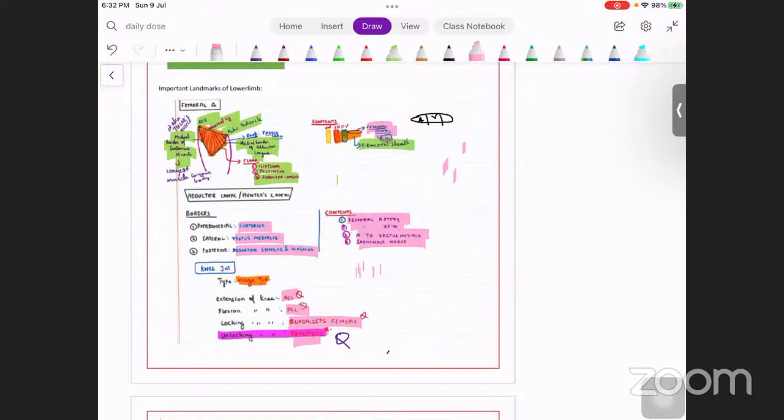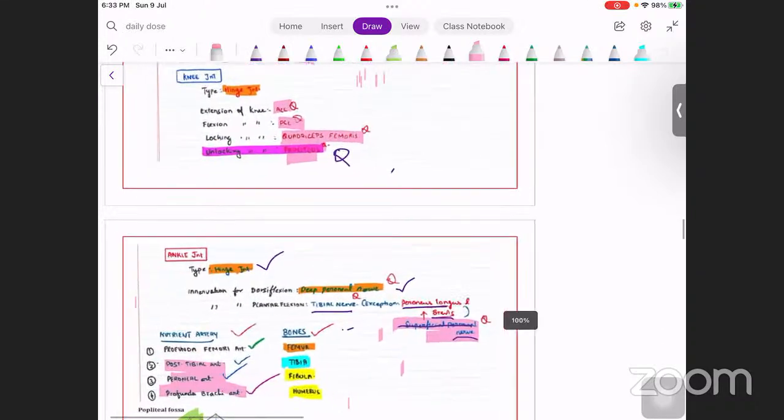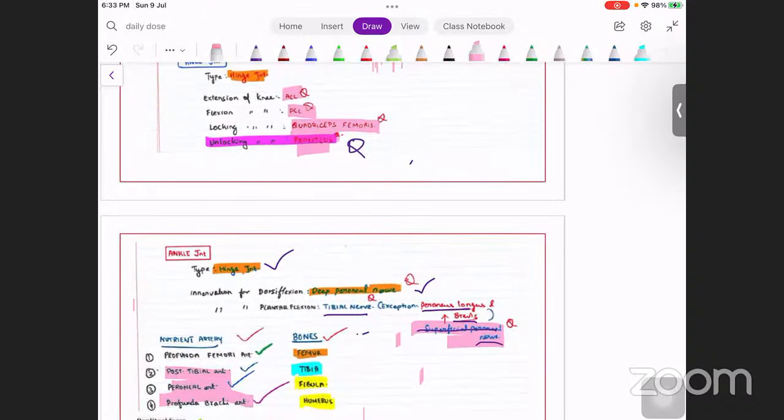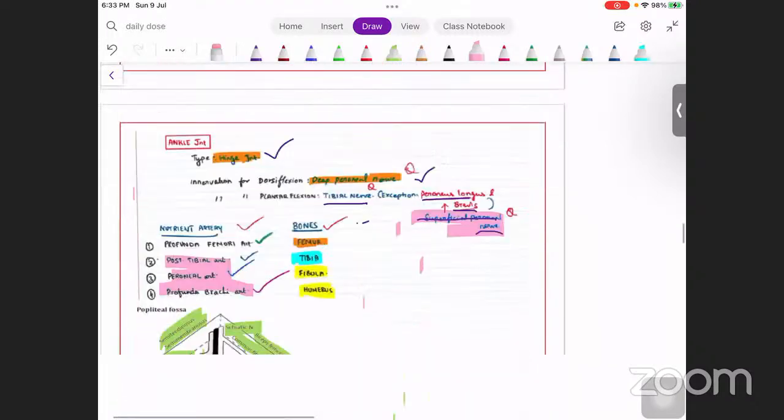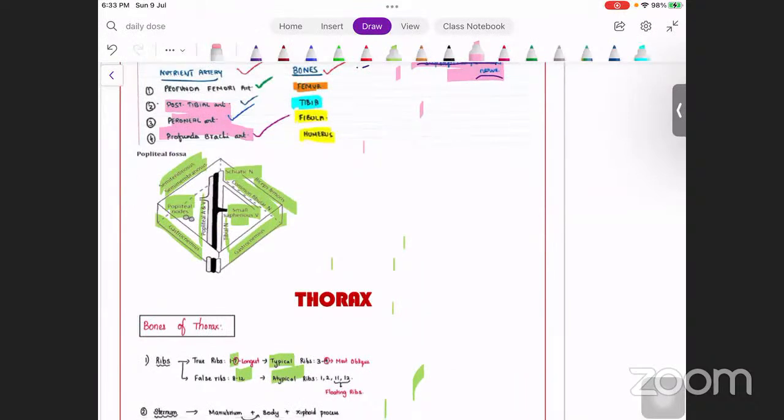Okay, then we talk about the type of knee joint. Knee joint is a hinge joint. Extension of the knee is done by ACL. Flexion is done by PCL. Locking is done by quadriceps femoris. Unlocking is done by popliteus. While the nutrient artery for femur is profunda femoris, tibia is posterior tibial artery, fibula is peroneal artery, and humerus is profunda brachii artery.